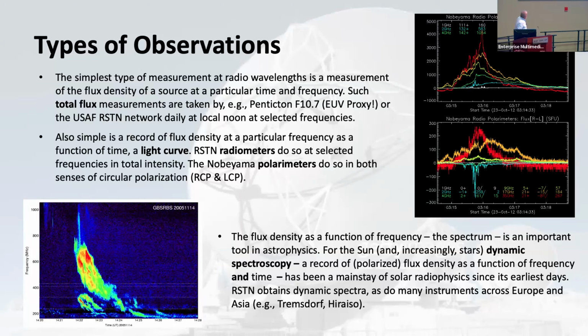We can go a little bit beyond that. We can record flux density at a particular frequency as a function of time, a light curve, right? This is done at the RSTN radiometers. This is the Air Force's Radio Solar Telescope Network. So it does 24/7 monitoring. Discrete frequencies, the Nobeyama polarimeters in Japan do the same thing, but they do it in both right circularly and left circularly polarized radiation, hence the term polarimeter. And there's an example of a Nobeyama set of discrete frequency light curves in total intensity above at 1, 2, 3.75, 9.4, 17, and 35 gigahertz.